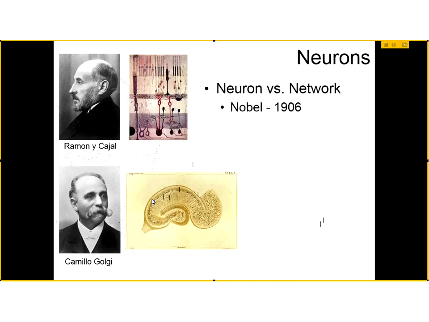Well, this debate and discussion continued on, and in 1906, they shared the Nobel Prize for their work looking at what are the fundamental units of the central nervous system. Cajal eventually was shown to be right, that neurons are these independent units, but it came from the debate, the active scientific inquiry that Golgi prompted by his work.